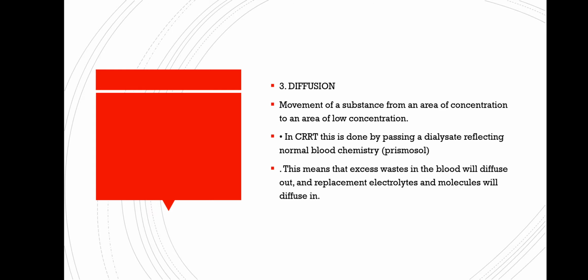Next, diffusion is a major part of CRRT. Diffusion means the movement of a substance from an area of higher concentration to an area of lower concentration. In CRRT, it is done by passing a dialysate reflecting normal blood chemistry, such as Prismasol. This means that the excess waste within the blood will diffuse out and replacement electrolytes and molecules will diffuse in.